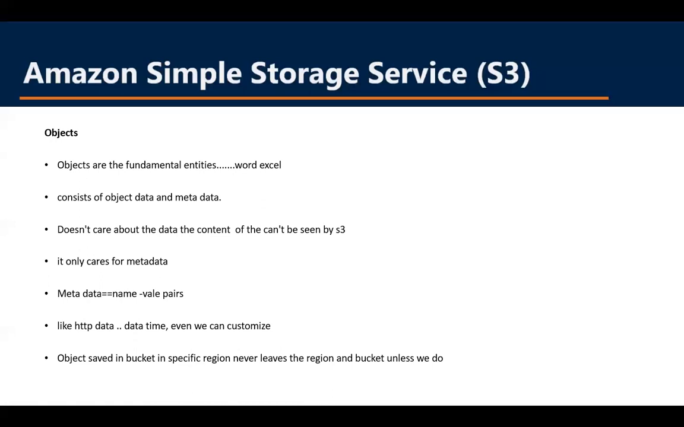Whenever we are saving an object in a bucket, as the bucket belongs to a specific region, it never leaves the region unless we do it explicitly. So we have to move the objects ourselves. The objects from the bucket will never move on their own. We can use replication or cross-region methods. We can save the content from one region to another region, from one bucket to another bucket.